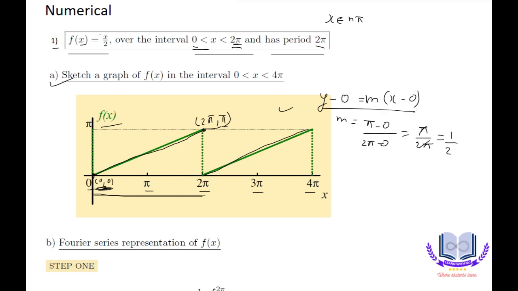So just simply replace the m value: y is equal to x, where the m value is 1 by 2. From that we will get the value of y, which you can replace by f(x), and f(x) is equal to x. Okay, so y and f(x) are the same. Now that we have the f(x) value, it is simple to calculate the Fourier series.